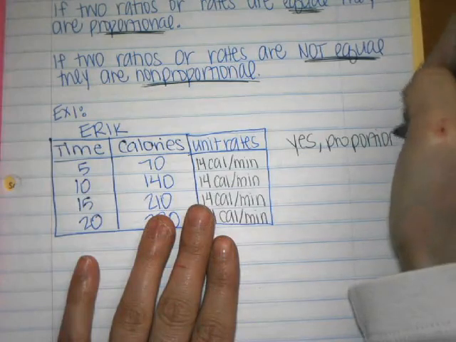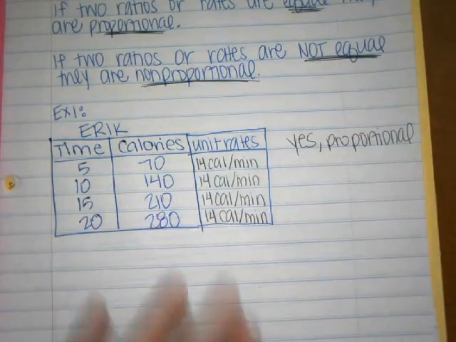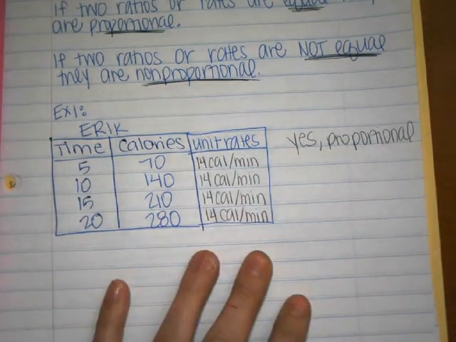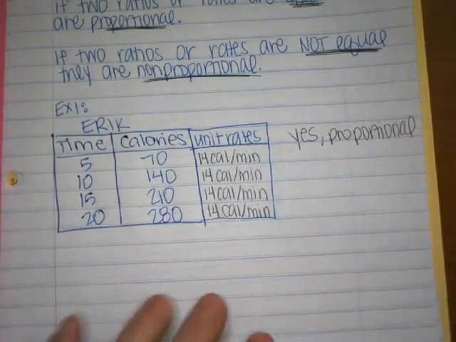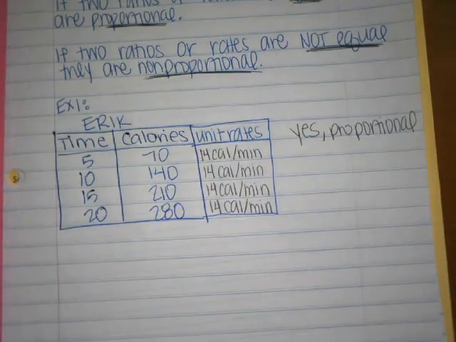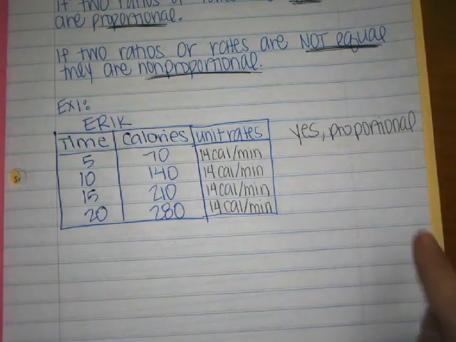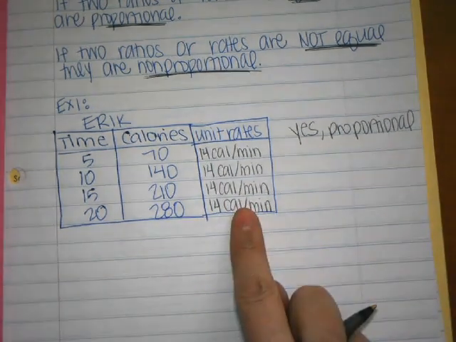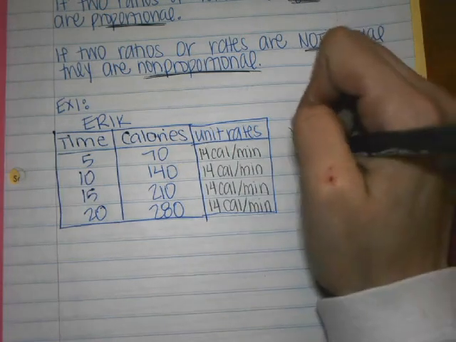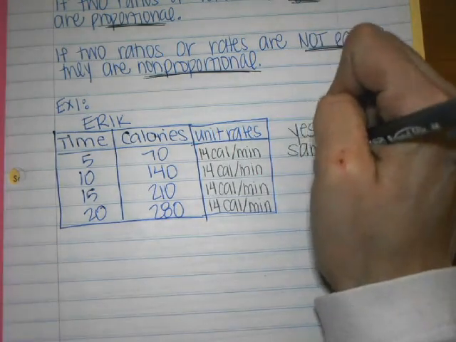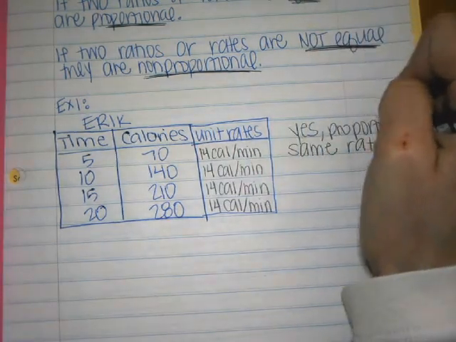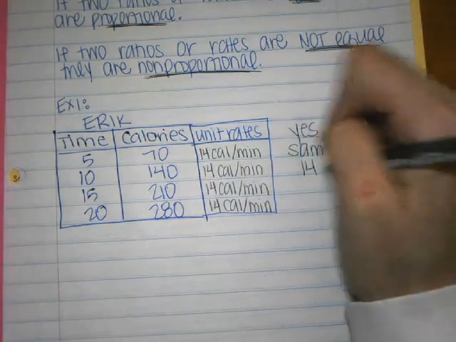Why is it proportional? They're all equal, which means it has a constant rate. If we are talking about rates, unit rates, and it is proportional, it has a constant rate. What's my constant rate? Same rate, 14 calories per minute.